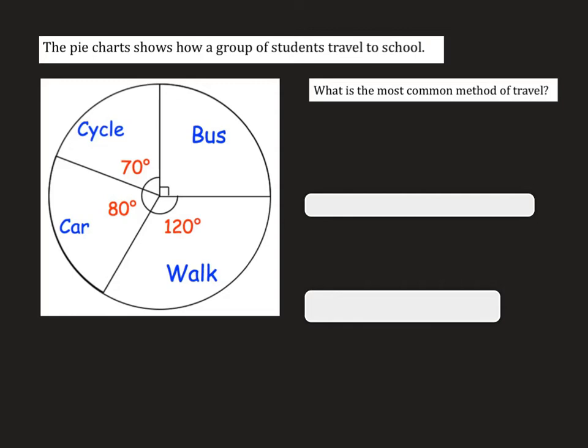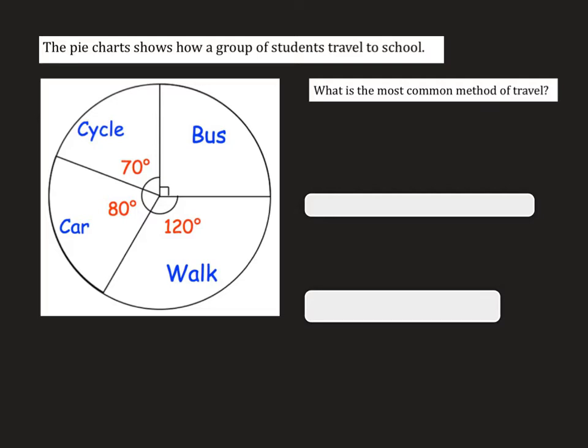Well done for the work on drawing pie charts. Today we're going to be looking at how to interpret these. And the main thing we're going to use here is the fact that in a pie chart, all the angles have to add up to 360 degrees because it makes a full circle. So let's have a quick look at this one here.